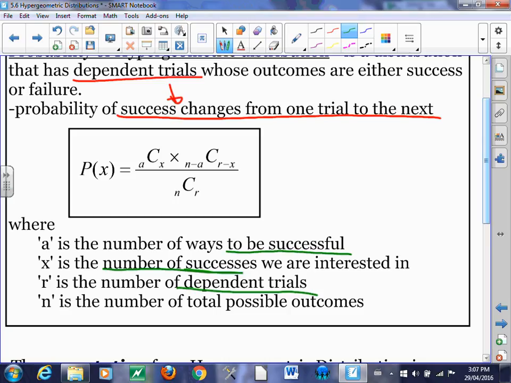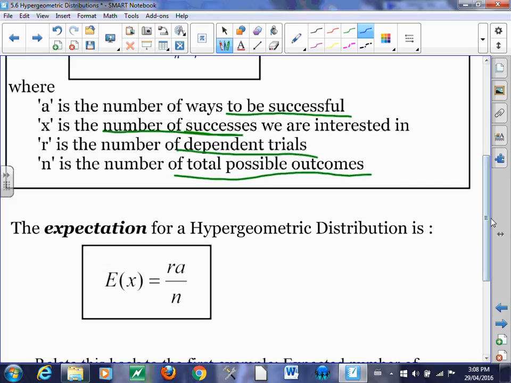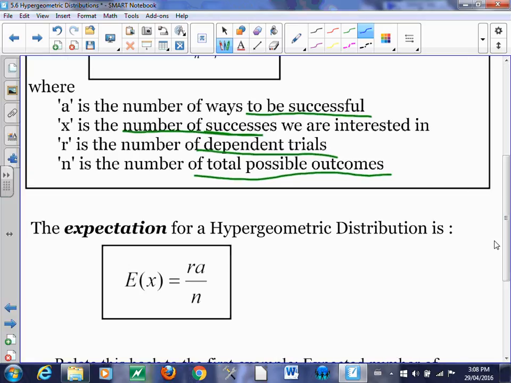All right. And N is the total possible number of outcomes. So out of the 5 cards, how many total cards did we have? We had 52. Okay, and we chose 5. And I want you to remember that A is like a subgroup of successes. So how many successes are there total? All right, so here's our expectation or our expected value for hypergeometric. It's R times A over N, using the same references as that.